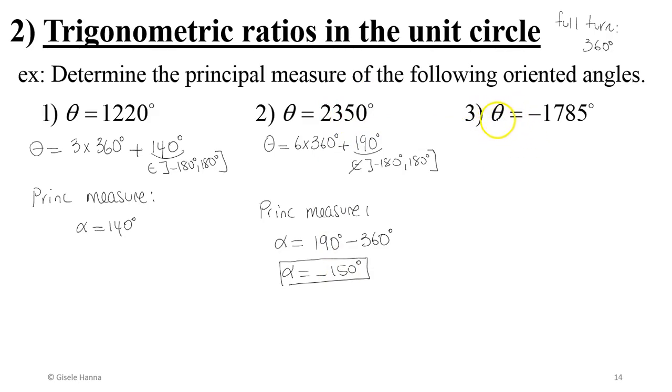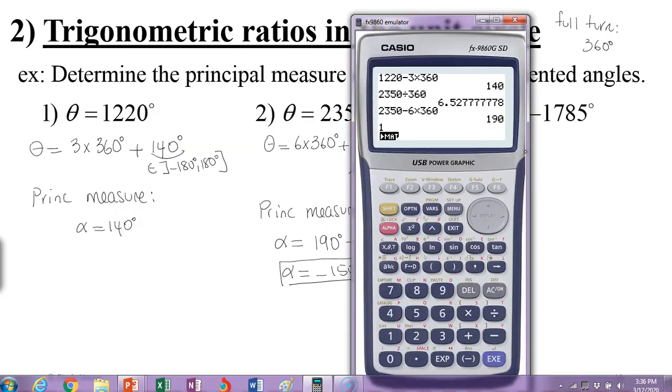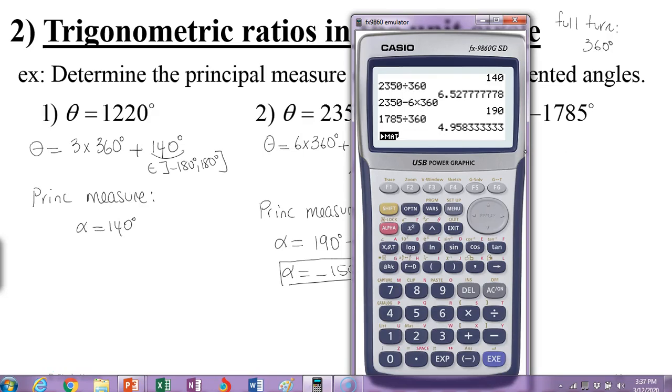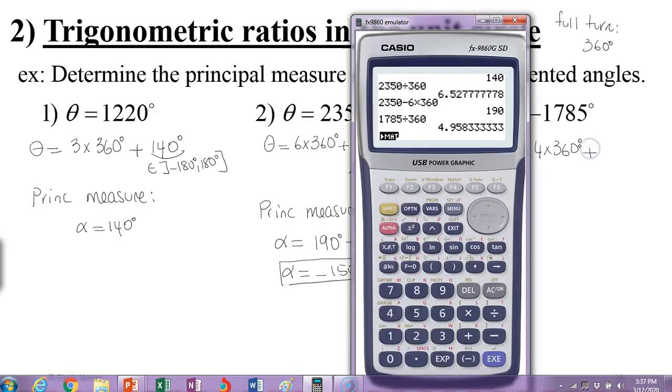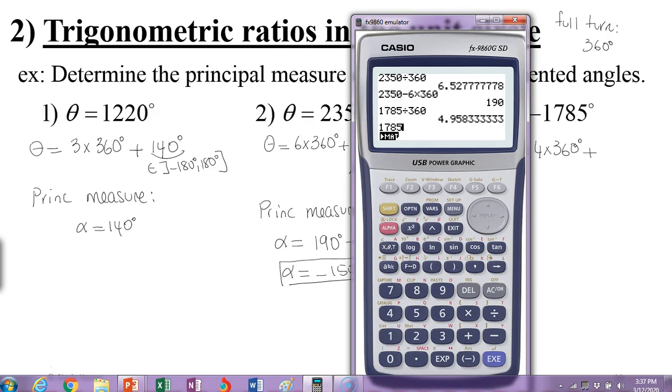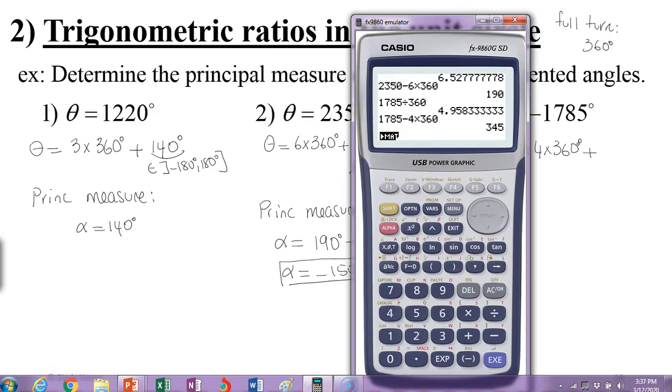So if we were to move to the last example, where we're given theta as a negative angle. Usually when you do that, please do not perform these operations on the negative angle. Just multiply by the negative at the end. So at first, just start with the positive angle, 1785. Divide it by 360, it gives you 4 full turns. So 4 times 360 plus the remainder, which is 1785 minus 4 times 360.